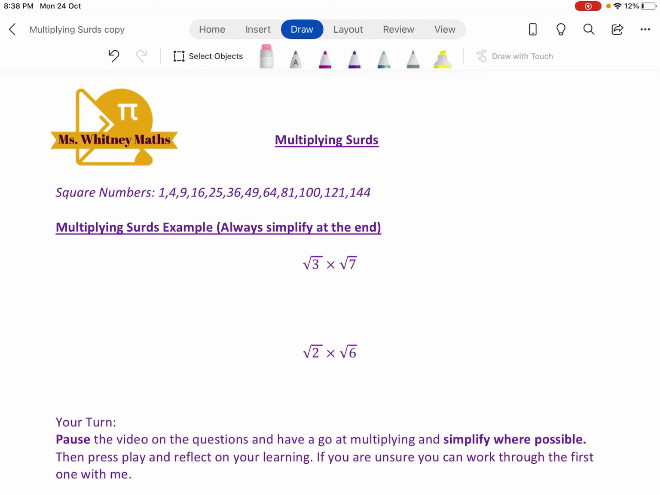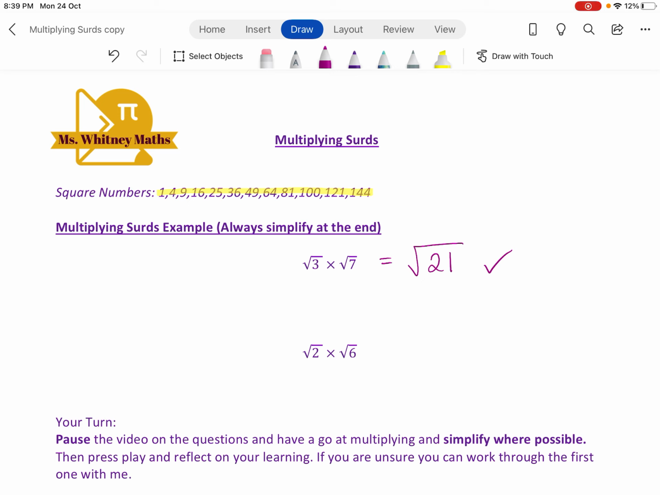When we look at multiplying surds, we just need to multiply the numbers within the surd and then simplify if possible. The first example is root 3 times root 7, which gives us root 21. Then we check from our previous video, we have to use the square numbers. Do any of the square numbers go into 21? Well, only one. And there's no point in taking 1 out, so we keep the answer as root 21.